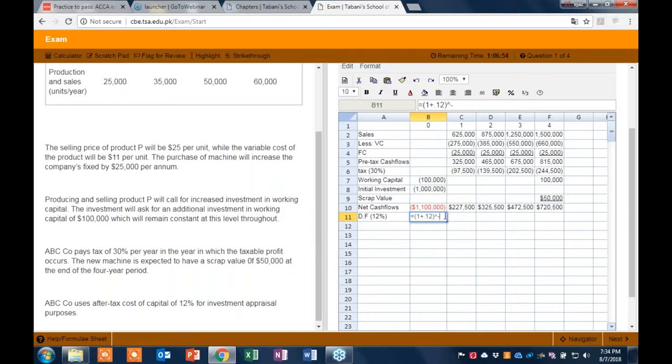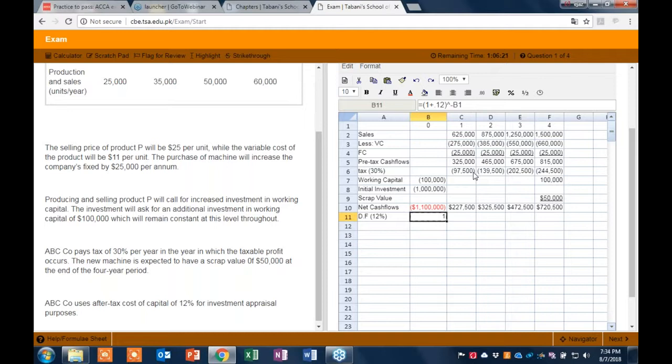So instead of writing 0, I'll just refer to this column, because referring to this column will help me copy this formula in the rest of the cells. And it will automatically change the references as I copy it in the next columns. So I'll just refer to this cell and enter, and it has given me the discount factor for year 0. And you know, for year 0, the discount factor will always be equal to 1.